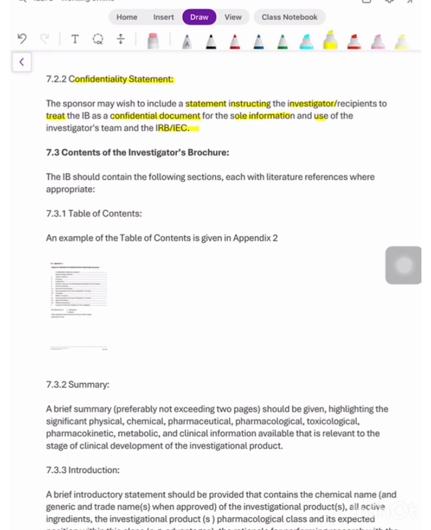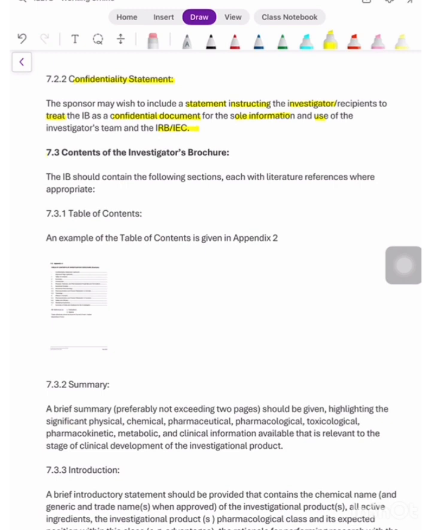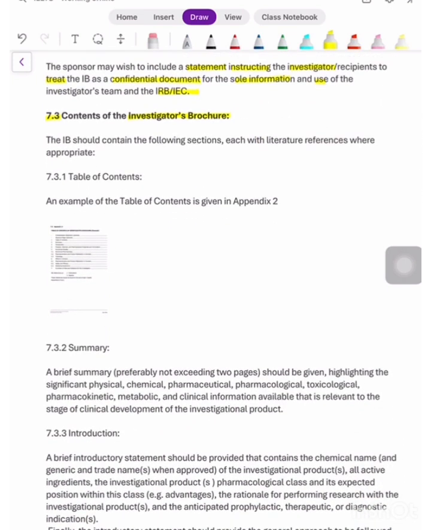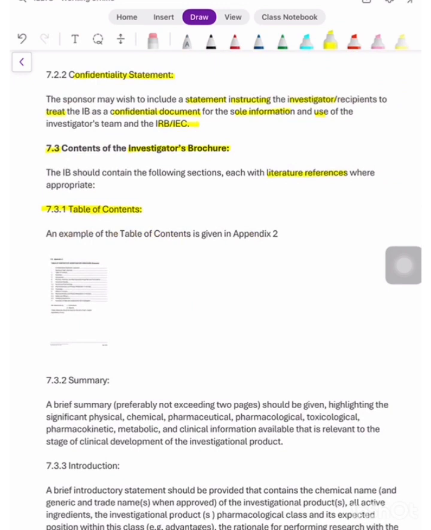Then the contents of the Investigator's Brochure. What all contents would be there? This is included in section 7.3. So what all contents does the Investigator's Brochure include? The IB should contain the following sections, each with literature references where appropriate. The first one is the table of contents. The table of contents, in general terms, is the index. An example of a table of contents is given in Appendix 2.